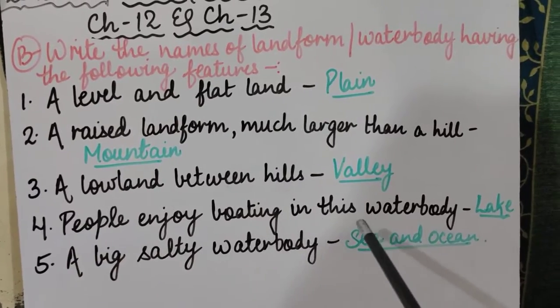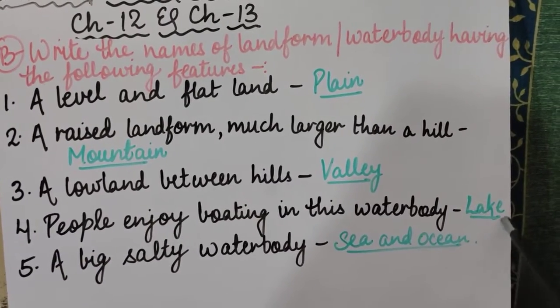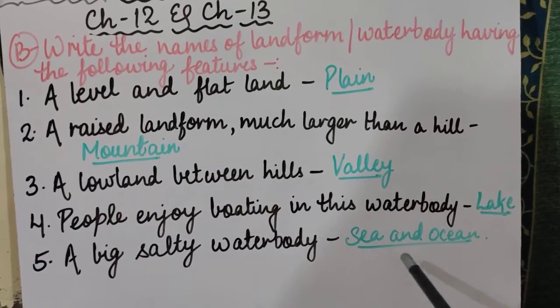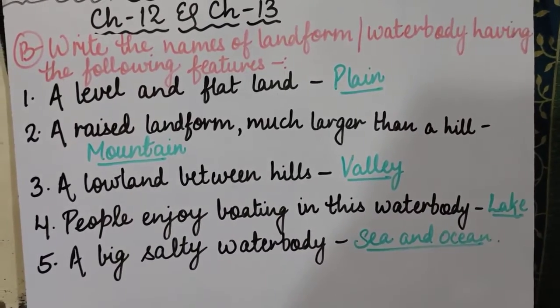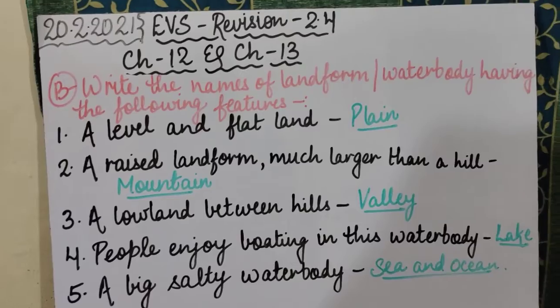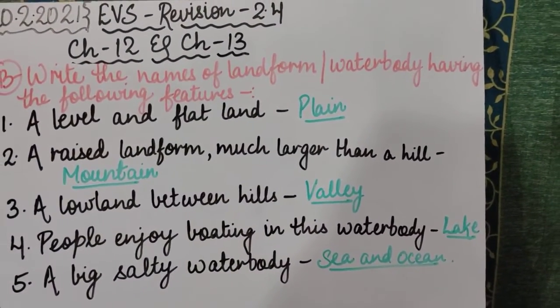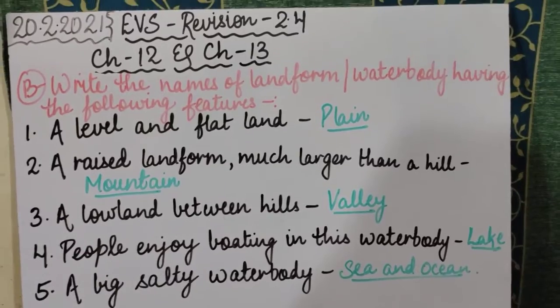Fourth is people enjoy boating in this water body. Answer is lake. Fifth is a big salty water body. Answer is sea and ocean. So that is all for today, children. I hope you all have understood this revision exercise, both the exercises of both the 2 chapters.